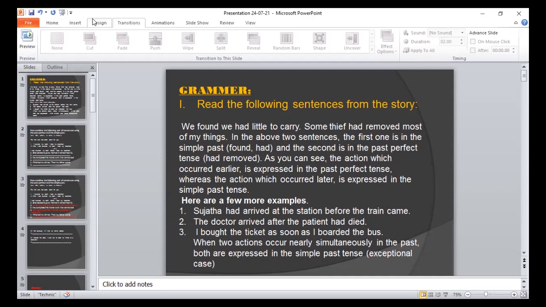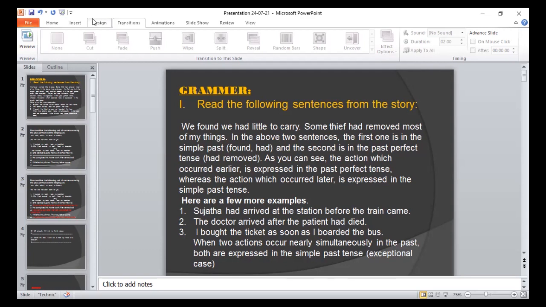Now again I'm repeating, children. If the verb is in V2 form, that is past tense. And if it is had plus V3, we can say it is past perfect tense. And here the verb is in V2 form, so it is said to be a simple past. Here, some thieves had removed, had plus V3, it's the past participle. So we can say that it's in past perfect tense.